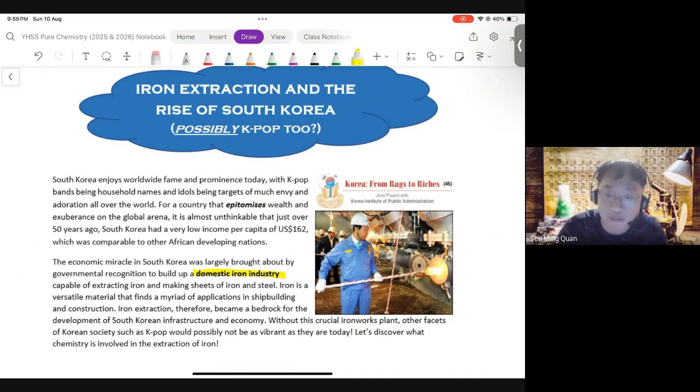If you watch Korean dramas, very often you hear this word chaebol. Chaebol literally means a big Korean conglomerate company. So like Samsung, LG, these are examples of chaebols in South Korean society. All right, so you always have a handsome male lead from a very rich family which runs a huge company, and that whole idea actually came about when South Korea decided to start the domestic iron industry. And many of these big companies that we know of today, they actually started off making iron.